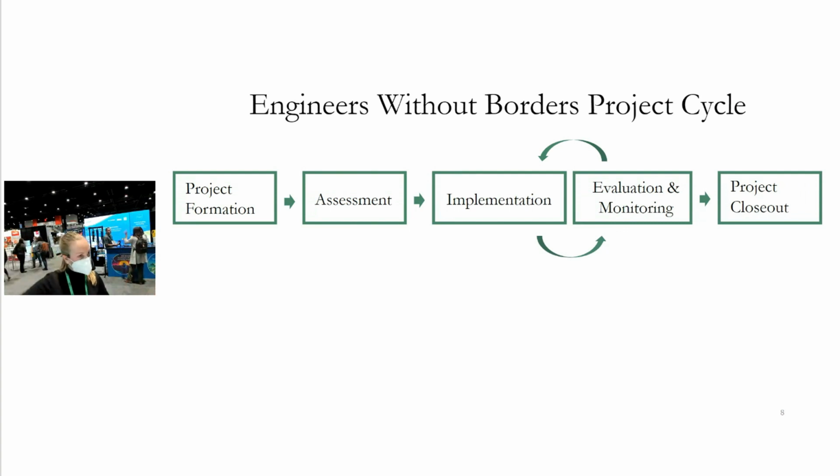And you can see we have a bit of a cycle going on here. So within every engineering project, you're going to cycle through implementation as well as evaluation and monitoring. You're going to do that depending on the project, depending on the needs of the project. You know, if a natural disaster hits in the middle, that's going to change the trajectory of your project. So we might end up cycling in this middle section for a while before we get to the closeout.